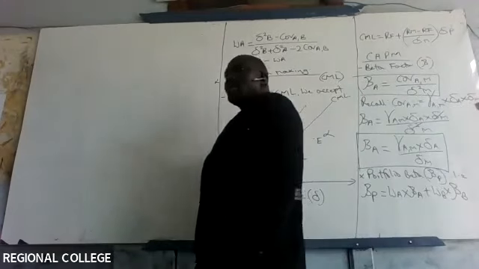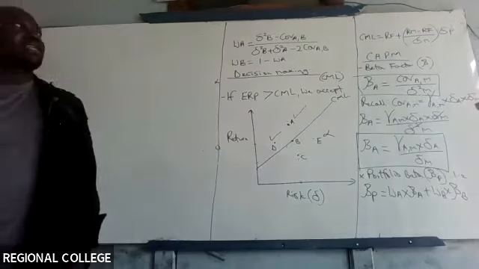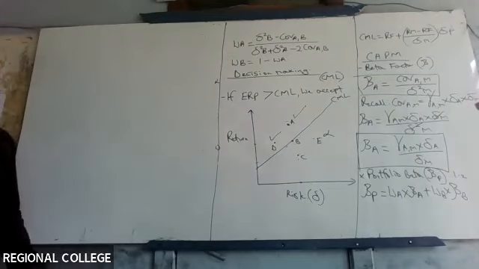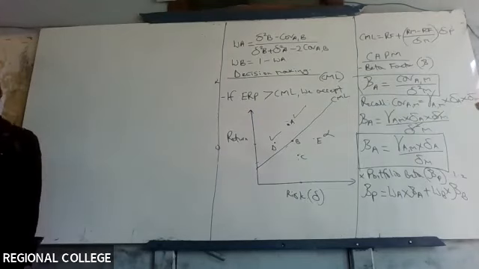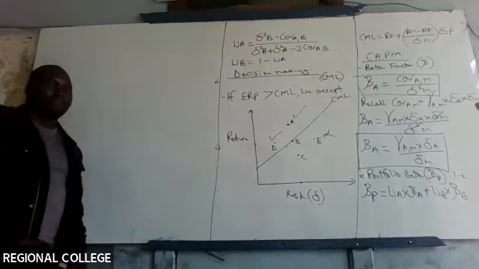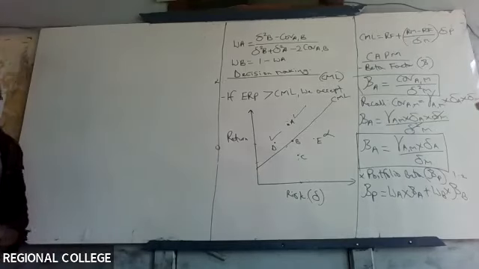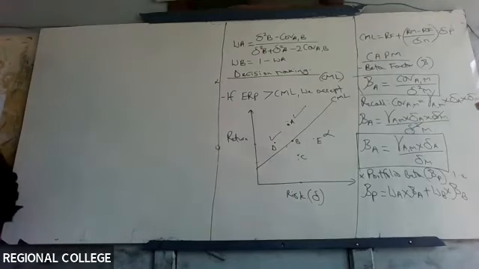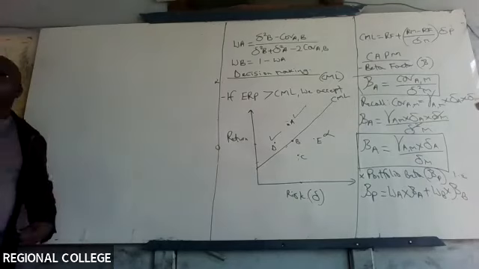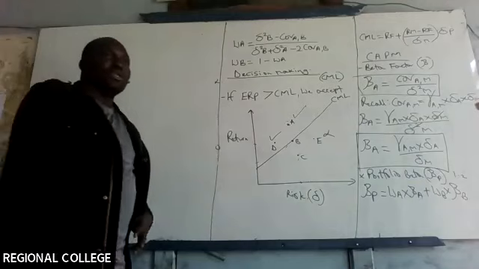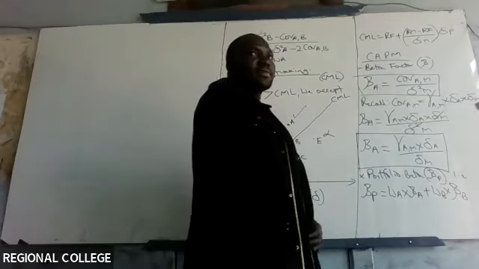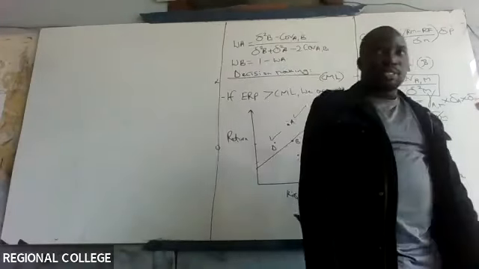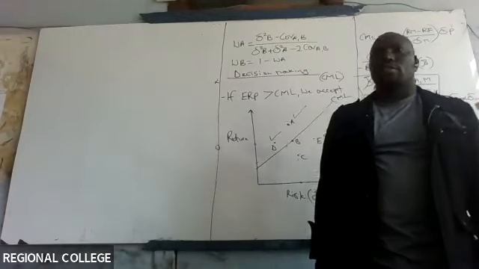Next, if expected return is less than SML, we reject, since it is inferior, overvalued, or inefficient.